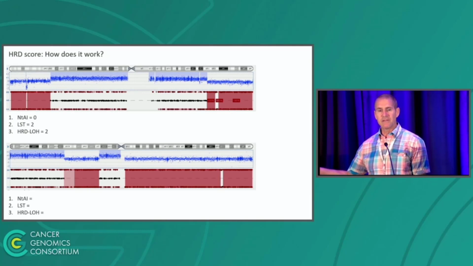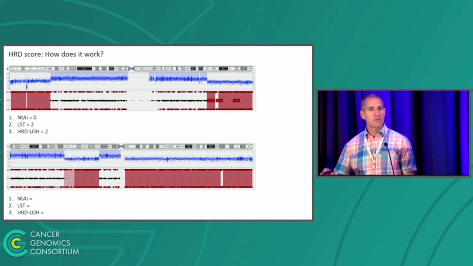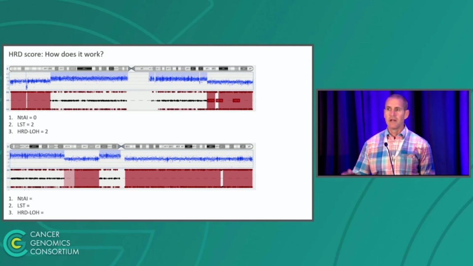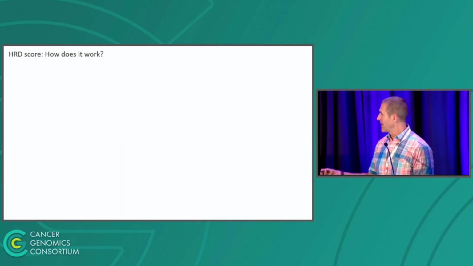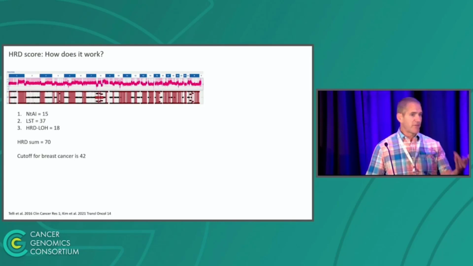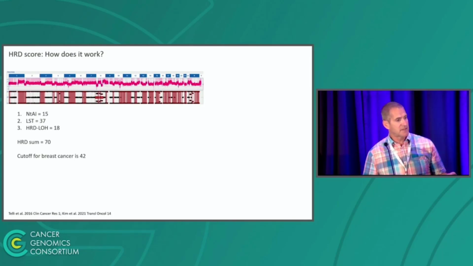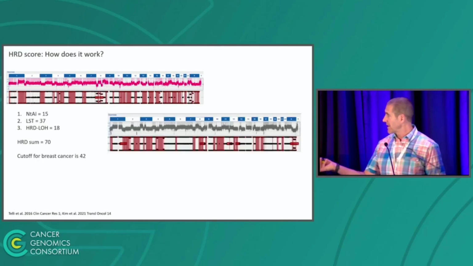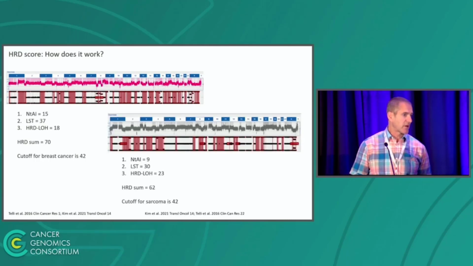It becomes relatively simple, and you can just march through chromosome by chromosome, generating a score, and then you create a sum at the end, and that sum is then compared against cutoffs that are in the literature and have been established for different types of cancer. So, for instance, the one on the left here in the top is breast cancer, and then on the bottom right here is the sarcoma.